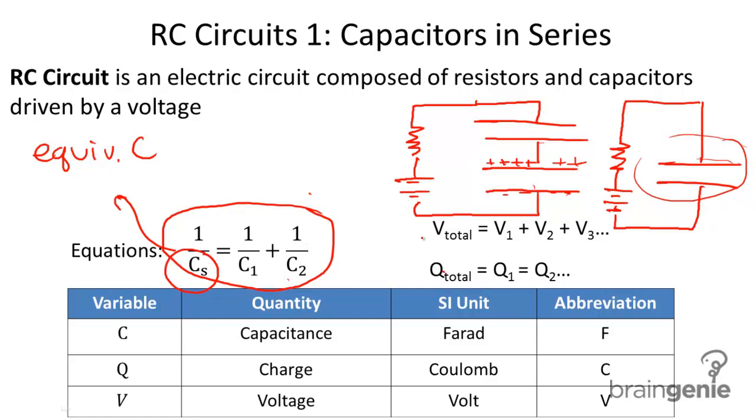The same rules are going to apply because it's a series circuit. The total voltage is going to be the sum of the voltages. And then here's the difference: the total charge is going to equal the charge of each capacitor. So the total charge is going to equal the charge of the first capacitor, and that's going to equal the charge of the second capacitor.